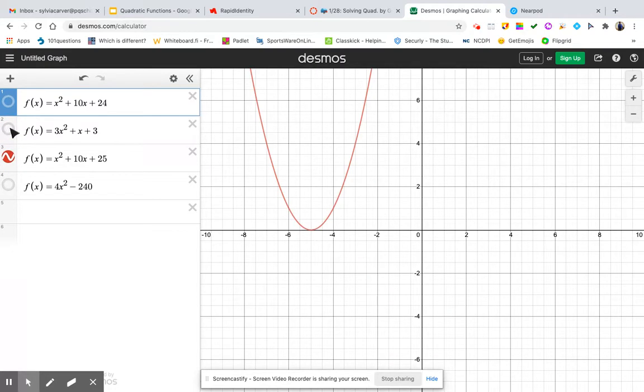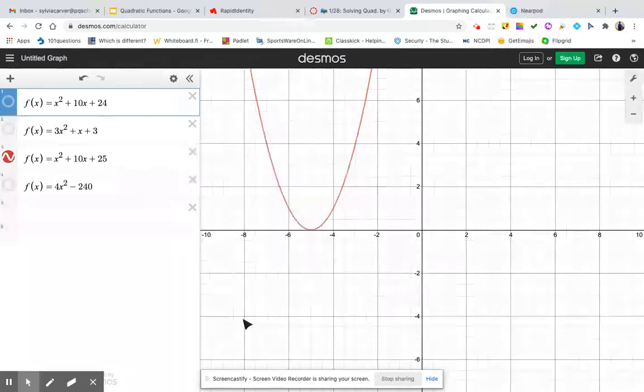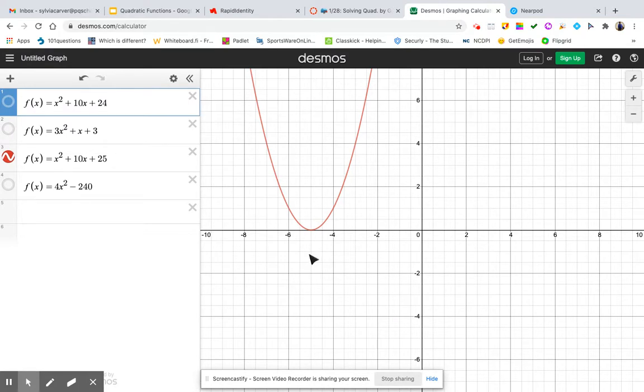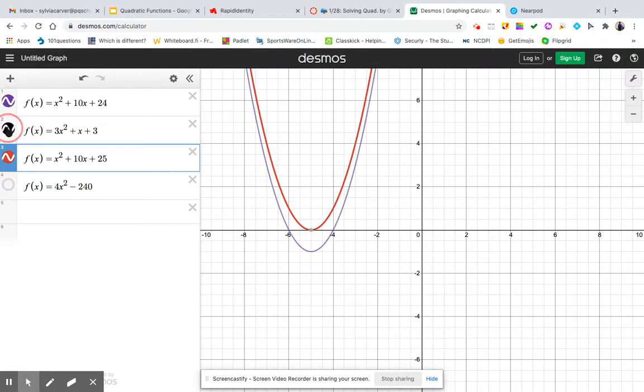The last one that we took a look at, x squared plus 10x plus 25. This one only touches the x-axis once, so this is called a double root. And specifically, it's at -5, 0, so it only touches once. So this one has one solution. So if I put them all up there at the same time, the purple one had two solutions. It was -6 and -4. The black one had no solution because it didn't cross at all. And the red one had one solution because it only crossed once.